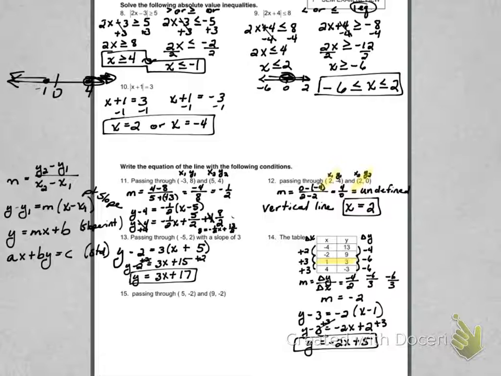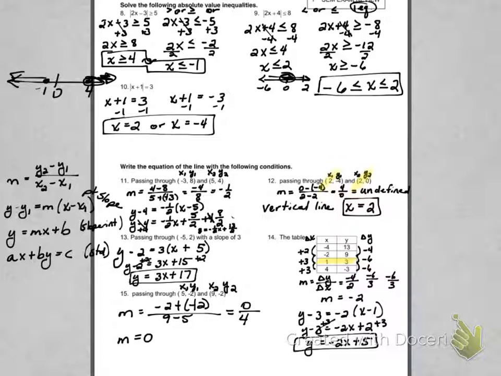And lastly, on this page, and the last one for this recording, we've got a line passing through these points. So we're going to find a slope. Negative 2 minus a negative 2 over 9 minus 5. And that's if this is x1, y1, and x2, y2. So this becomes plus. So negative 2 plus 2 is 0 over 9 minus 5 is 4. So with a 0 in the numerator, the slope is 0.